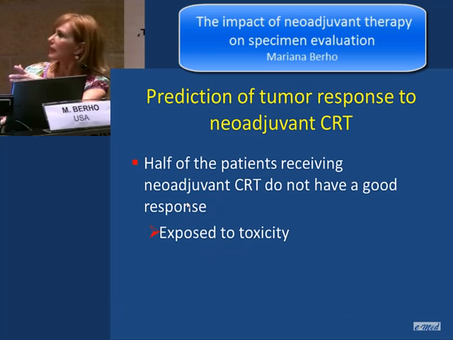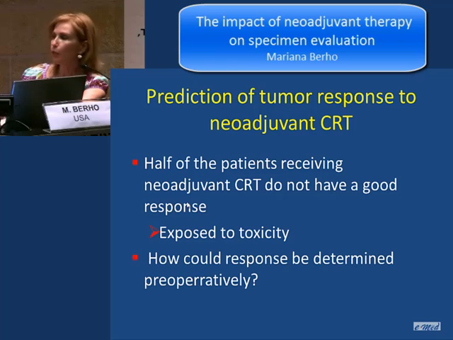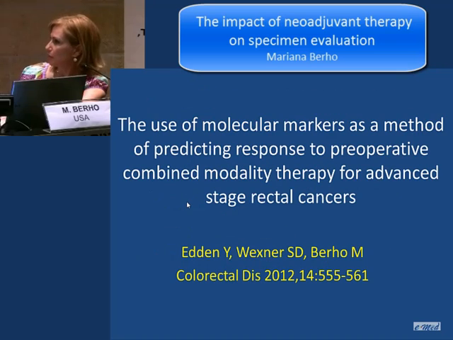Now, I think very importantly, we give neoadjuvant chemoradiation to all patients that have advanced rectal cancer, but half of those patients don't respond at all, and we are exposing those patients to toxicity. So it is very important that our efforts, the new research that we're doing, could look at factors that can determine that response preoperatively.